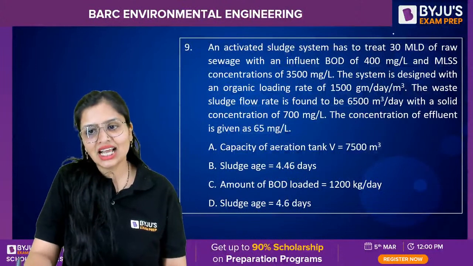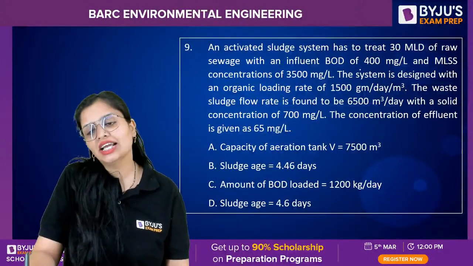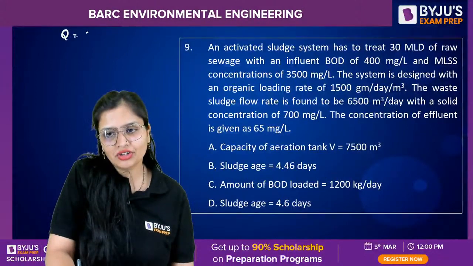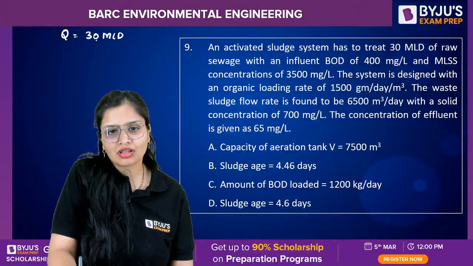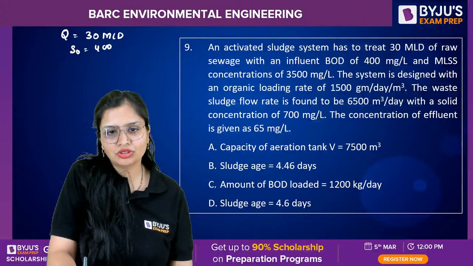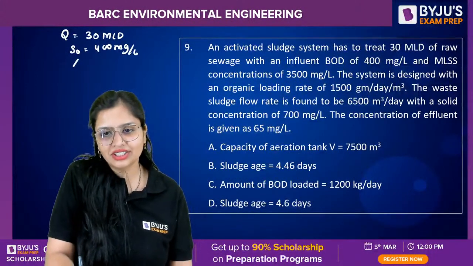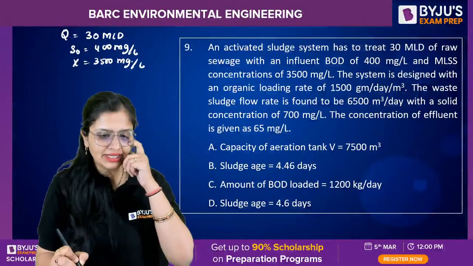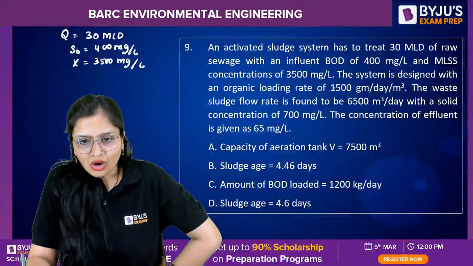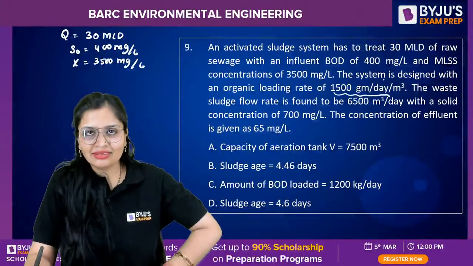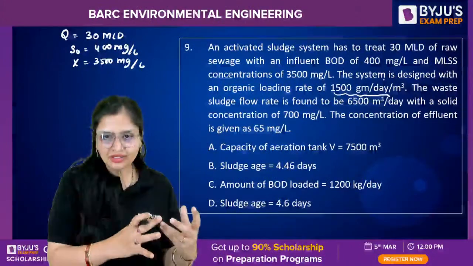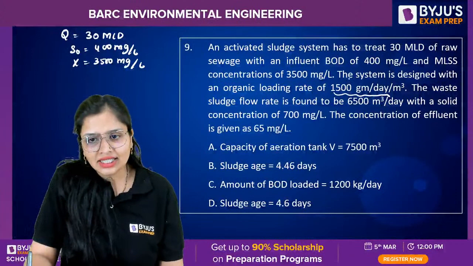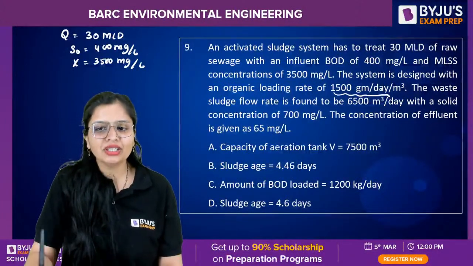So what is given to me? An activated sludge plant has to treat 30 MLD of raw sewage. Influent BOD is given as 400 mg per liter. MLSS concentration is given as 3500 mg per liter. So how will you calculate the capacity? See, the organic loading rate is given to me. That means how much BOD will be loaded into the activated sludge. So this divided by this value will give me the volume of the tank.